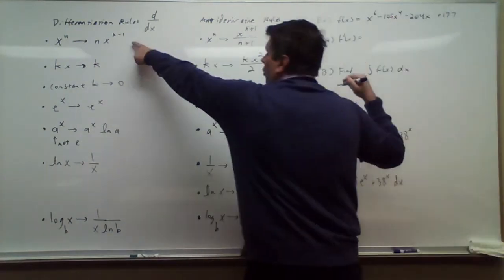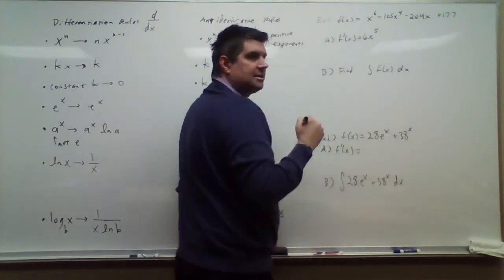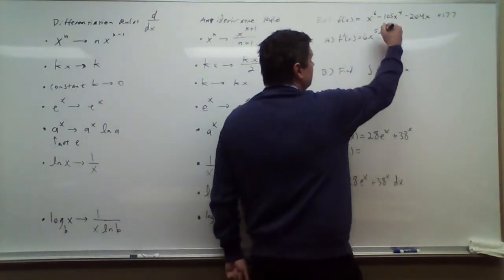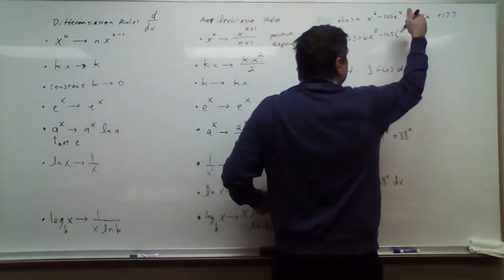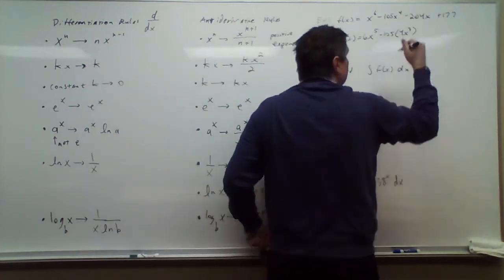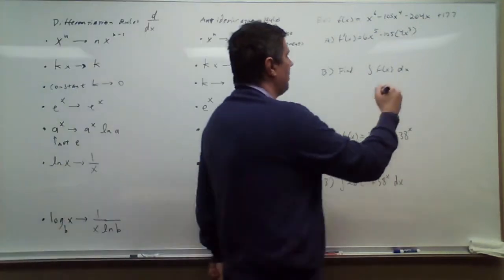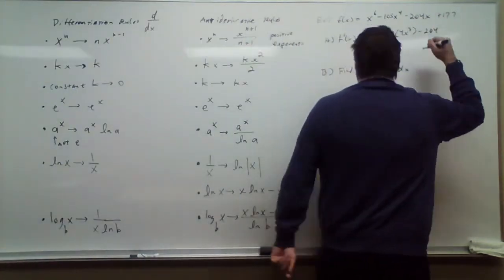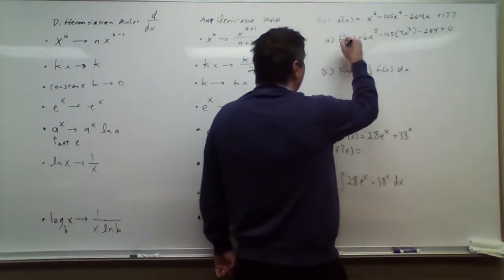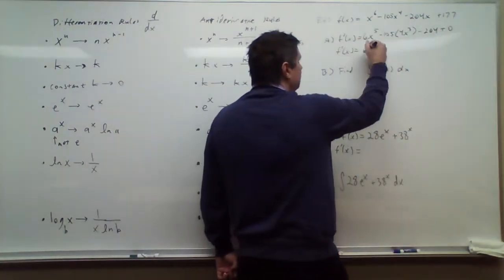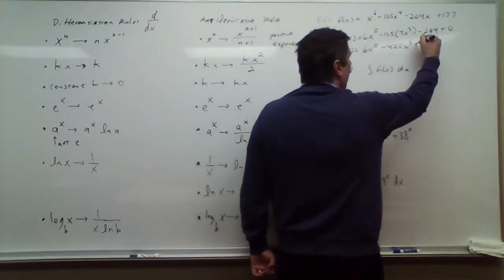So under this rule, this becomes 6, and you go down a power to 6x to the 5th, minus 105, x to the 4th would become 4x cubed. The derivative of a number times x is just going to be the number. And the derivative of a constant is 0. So the derivative is 6x to the 5th minus 420x cubed minus 204.